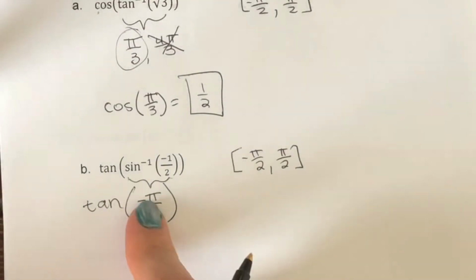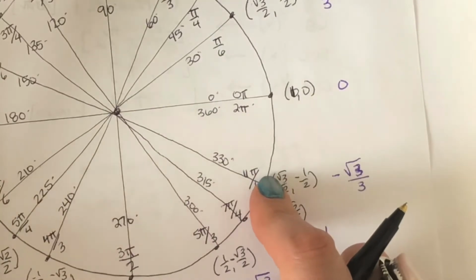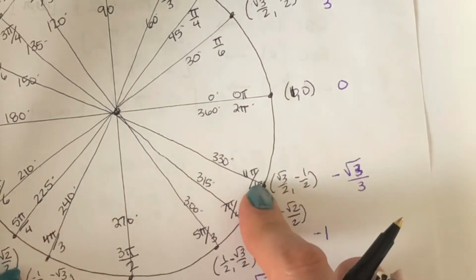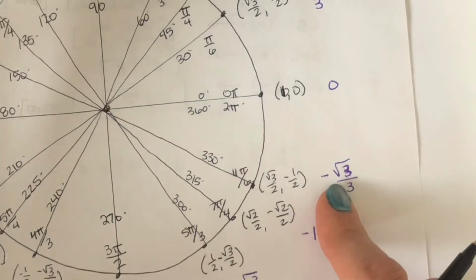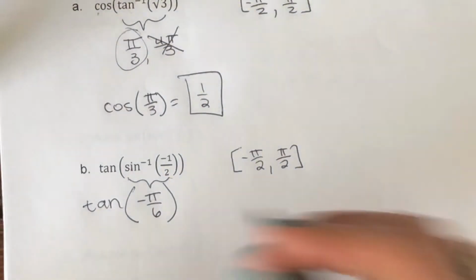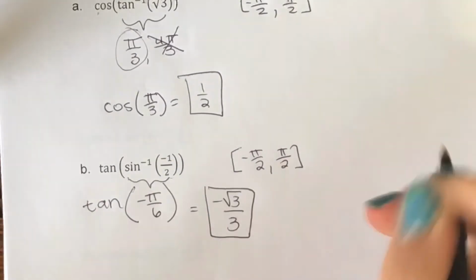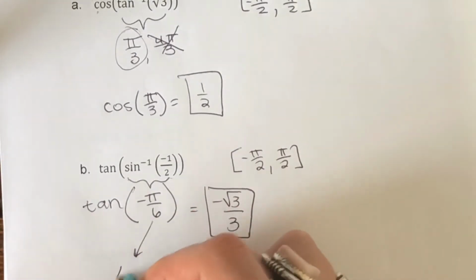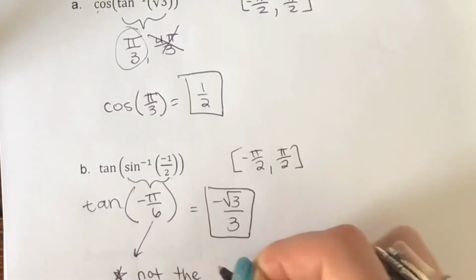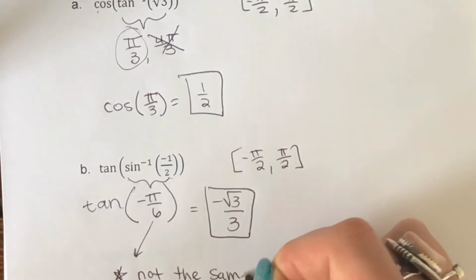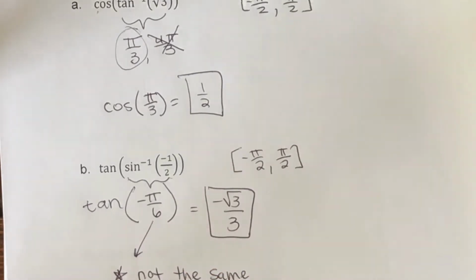Now I'm saying, well, what's tangent of that? So if I go to negative pi 6, which is the same as 11 pi over 6, but if I go to this point, tangent, again, I wrote it in purple, is negative square root of 3 over 3. And so then that would be your answer. So just be careful. I'm going to put a little star here. This is not the same as 11 pi over 6. So we have to be careful with that.